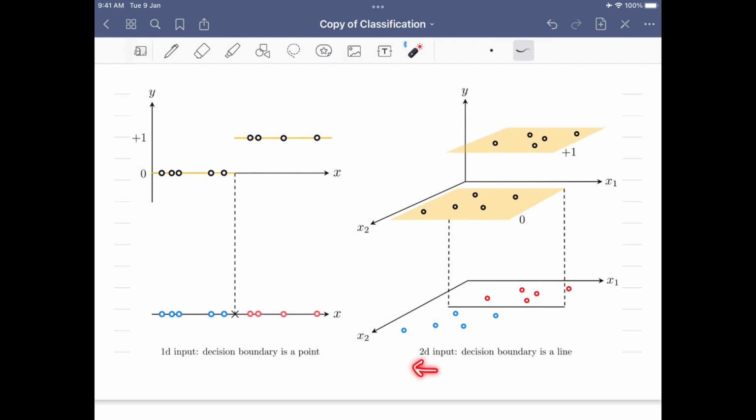Similarly, in the three-dimensional space, when you have these data points and you project them onto the two-dimensional space, what you get is a line as a separating boundary. This is clearly visible from here. So these points are actually projected onto the red points, and these points are projected as blue points. And the separating boundary in between these two planes is basically a line in the two-dimensional plane.